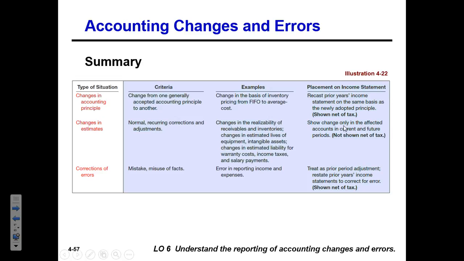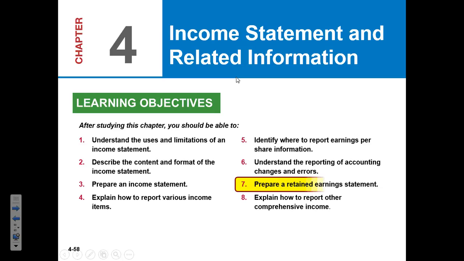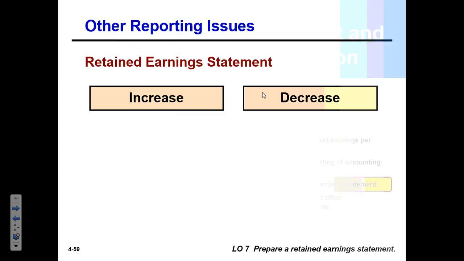Okay. And then the changes in estimates, what's happening? Not shown net of tax. Why? It's up in operations, right? It's in the current year operations, so it'll affect the tax expense line. That's all. Okay? Corrections of errors, prior period adjustments, they have to be shown net of tax because they're going to retained earnings, just like the change in accounting principle. Okay? And we will start, I guess, there.